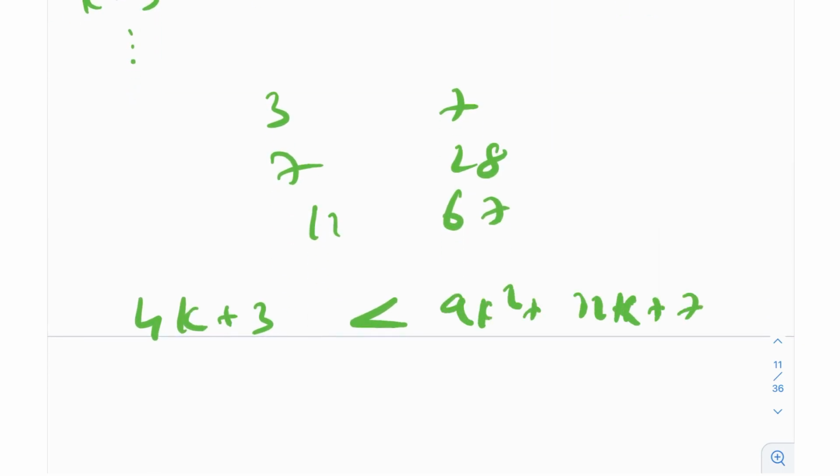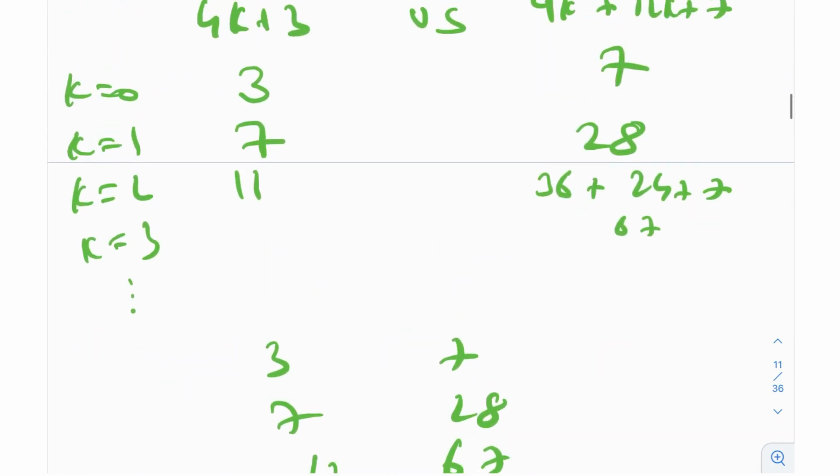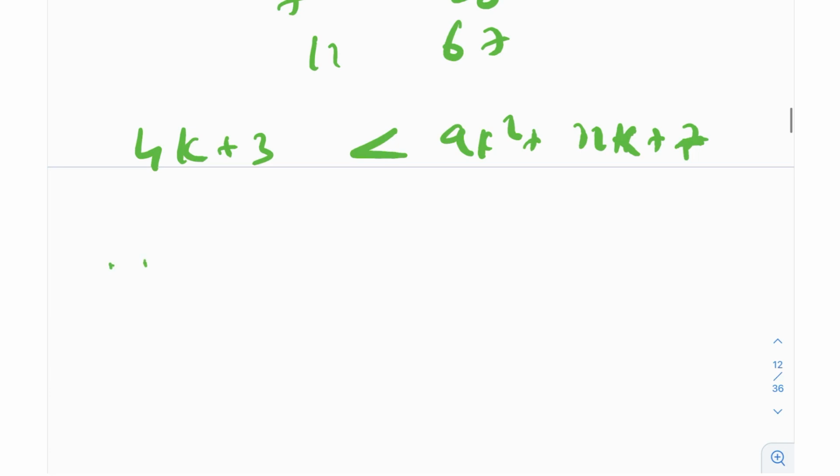This is essentially very simple. You can plug in certain values of k and see that both of these are increasing functions. But 4k plus 3 is always going to be less than this quantity, as we just checked by inspection. Therefore, 4k plus 3 needs to divide 9k squared plus 12k plus 7.